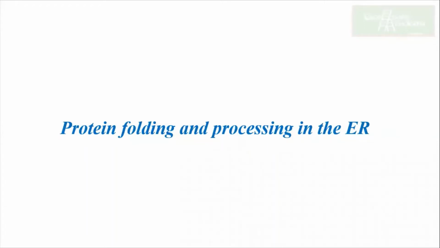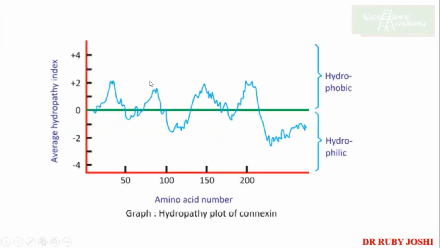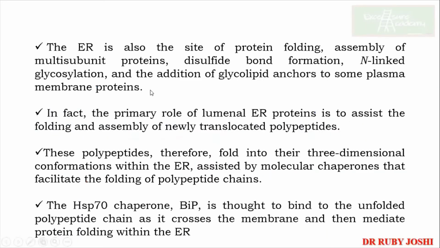Now what we are going to discuss is protein folding and processing in the ER. So what exactly happens in the ER? If anyone asks you what the function of the ER is, the first thing that comes to your mind is that protein folding happens in the ER, specifically in the rough ER. The function of the smooth ER is different; it is meant for lipid synthesis. We'll come to that later.